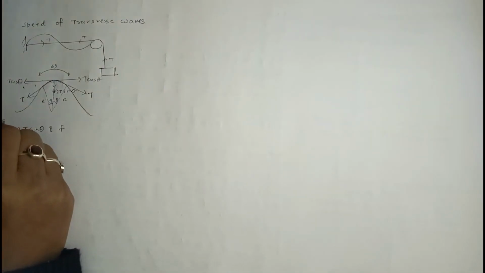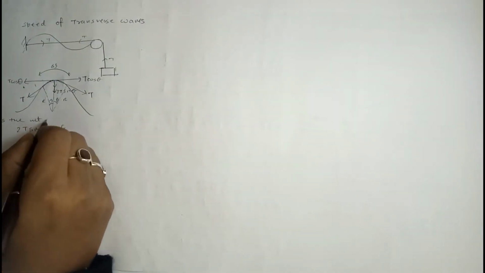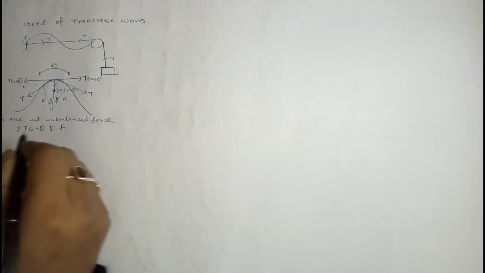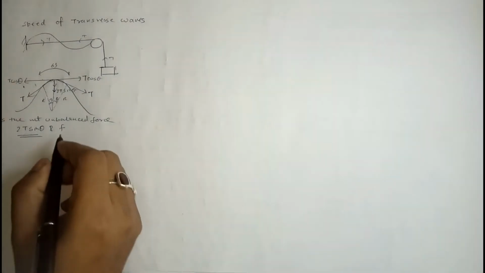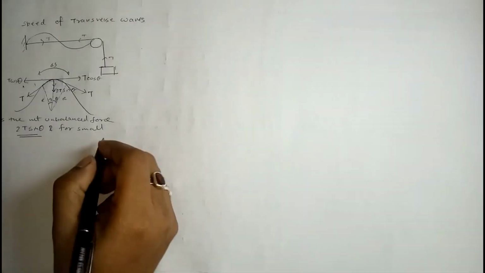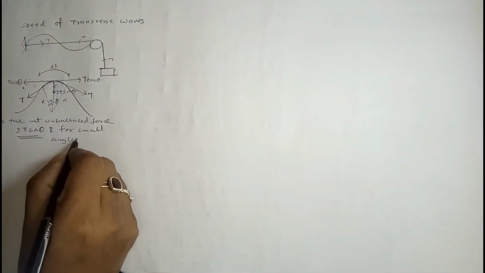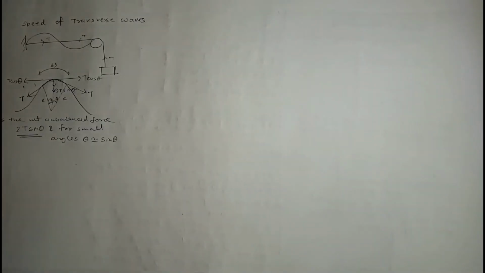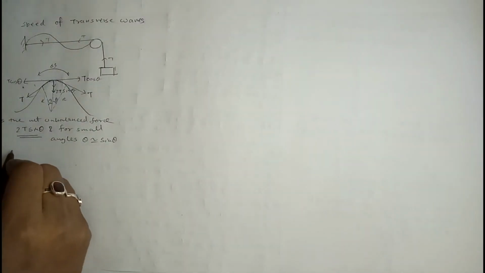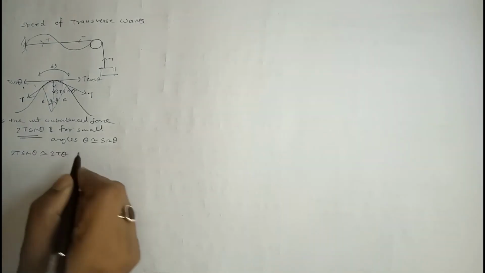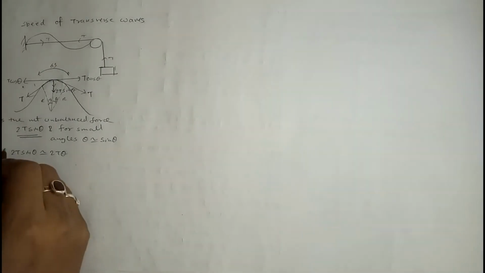Here, if we look at the figure, theta is very small, so we consider that theta is almost equal to sin theta. By taking this approximation, we write 2T sin theta is almost equal to 2T theta. This is our equation 1.